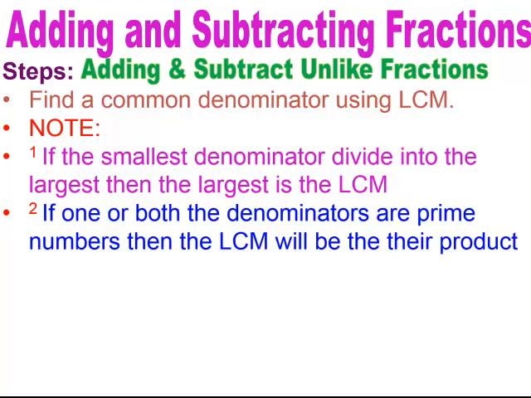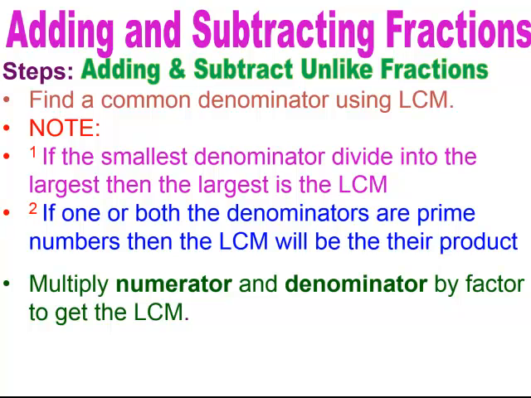The next case is if one or both of the denominators are a prime number, the only way to get the least common multiple is to get their product, meaning multiply the two denominators together. So remember what prime numbers are. They are numbers that are divisible by 1 and itself, and that's it. So 1, 2, 3, 5, 7, and so on.